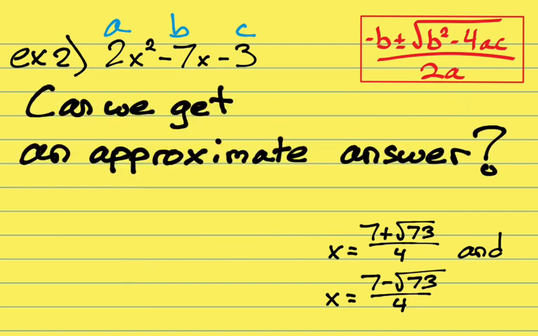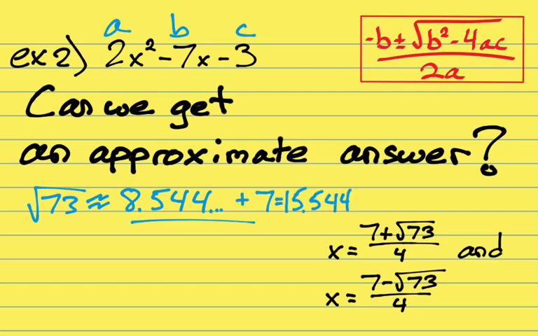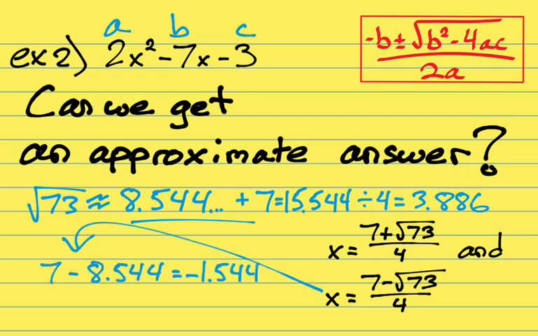Can we get an approximate answer? Absolutely. You don't have to leave your answer like those crazy solutions at the bottom of the screen. Start with taking that square root of 73 and converting it into a decimal by just using your calculator. You'd get approximately 8.544. And then just add 7 to that to get 15.544 and divide that by 4 to get one of your final answers, 3.886. To get the other solution, just do 7 minus 8.544. And you got that from the calculator. And then divide that answer by 4 to get the other zero, negative 0.386.